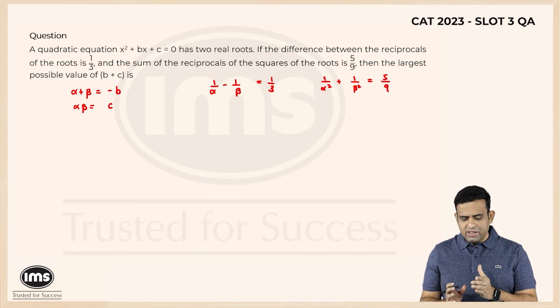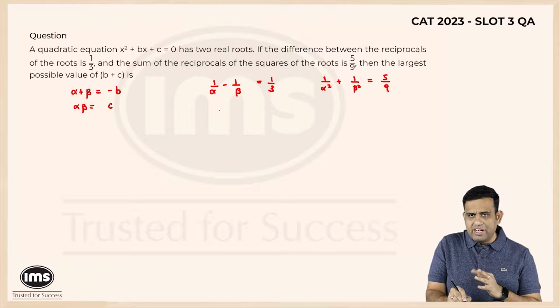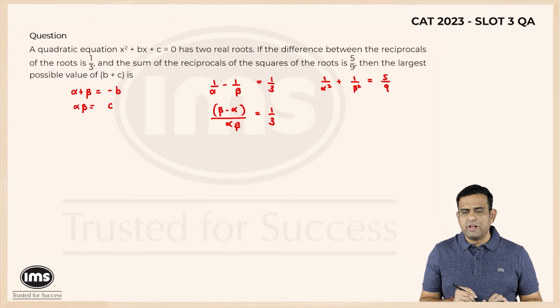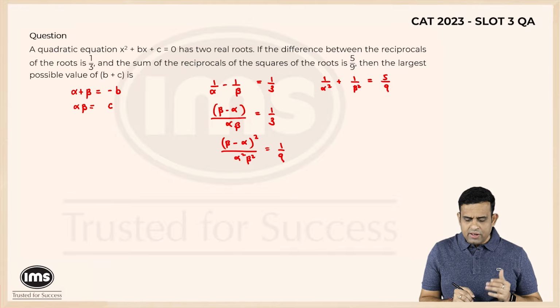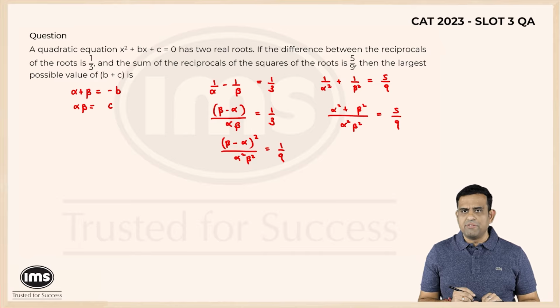Now what we can do in this particular case is simplify this to some extent. One will possibly get beta minus alpha or alpha minus beta, let's say. Let's write beta minus alpha upon alpha beta is equal to 1 by 3. Now if I square both sides, one will get beta minus alpha whole square upon alpha square beta square equal to 1 by 9. Likewise, one will get alpha square plus beta square upon alpha square beta square equal to 5 by 9.